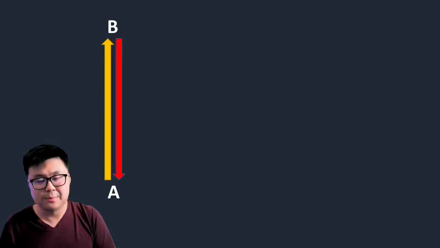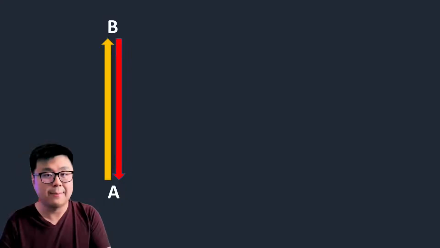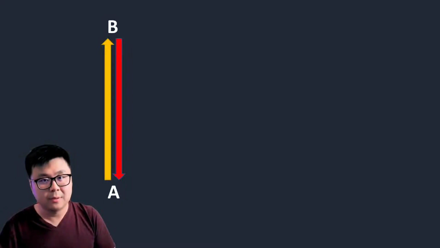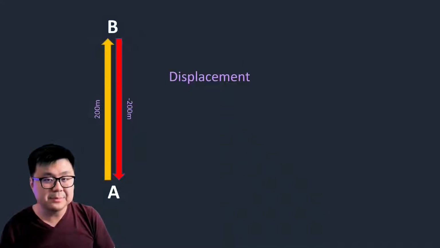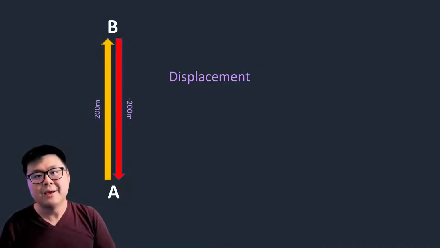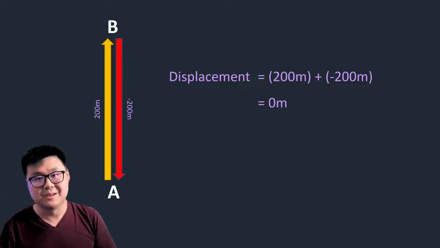Now that we know how to associate positive and negative signs with directions, we can go back to the first example where we walked up 200 meters and came back down 200 meters, and we can solve for the displacement a different way. When we walked up from point A to point B, it was positive 200 meters, and then when we came back down, it was negative 200 meters. If we add them up, we get 0 meters, which was the same as our original answer.